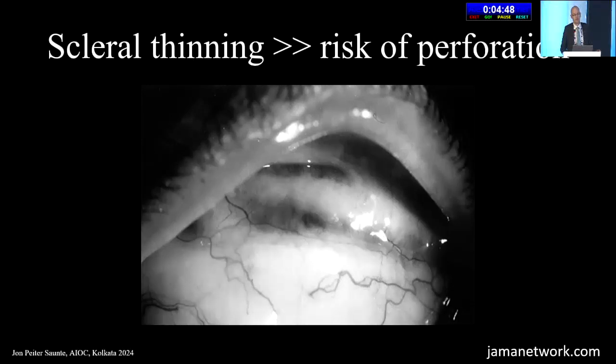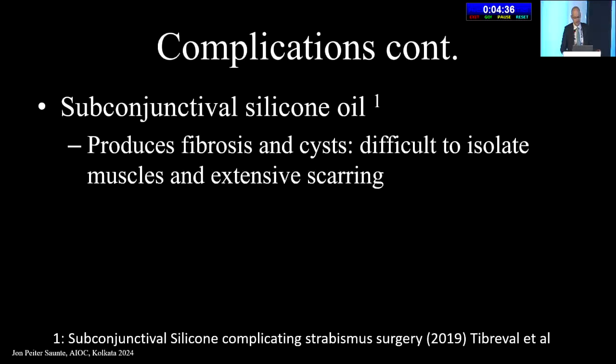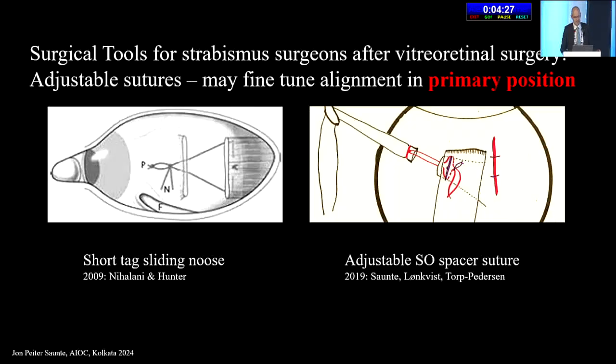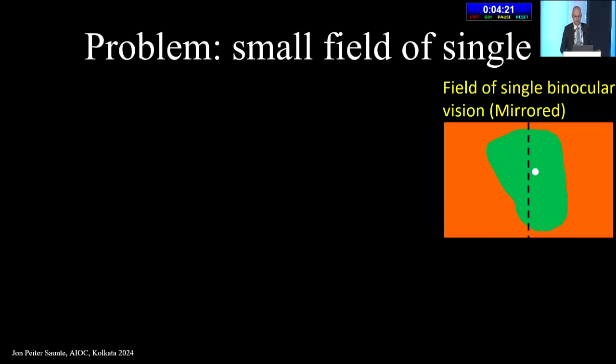Another thing we need to be aware of is that if you have a buckle for many years, the sclera can be very, very thin. So if you want to work on these patients, you need to see what you're doing, because you can perforate the sclera just with a scleral hook. Silicone oil is another enemy during these surgeries. They can produce fibrosis and cysts. And adjustable sutures may help you reach the goal and do what you want to do.